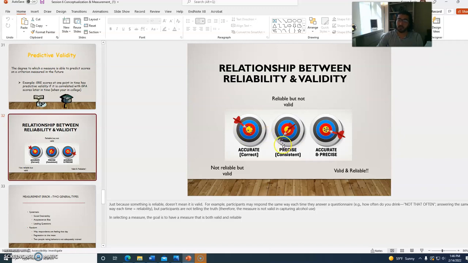But in the second picture we see more consistency, more reliability. And in the third picture we see both consistency and accuracy, which means reliability and validity at the same time. So a measurement can be valid but not reliable, can be reliable but not valid, but can be both. It can be reliable and valid.